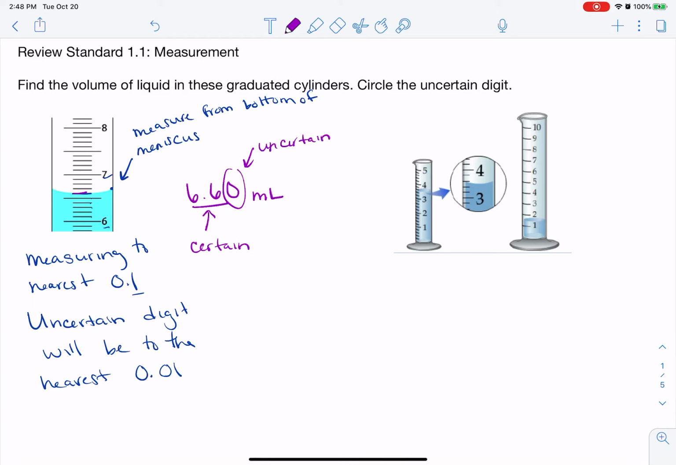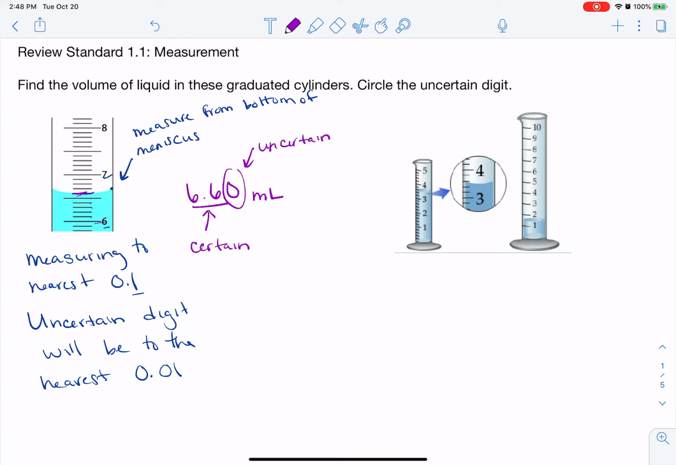So we know the certain digits are the ones that have lines, right? So the 6.6 has lines. The 0 we're not sure about, so we're leaving that as our uncertain digit. And if you put here 6.62, 6.65, I would accept those things as well, okay? As long as you include that uncertain digit. Let's look at another example.